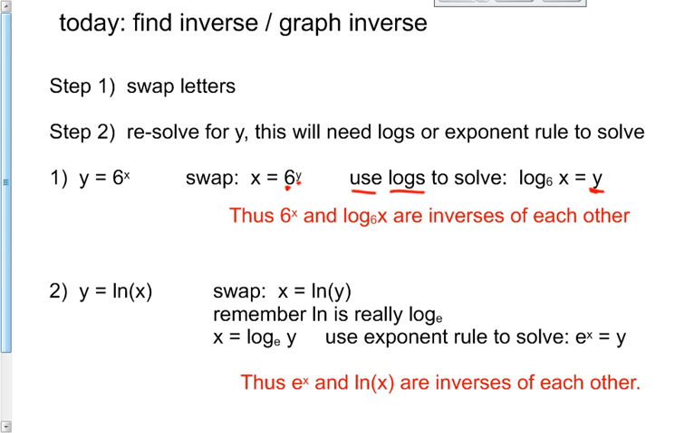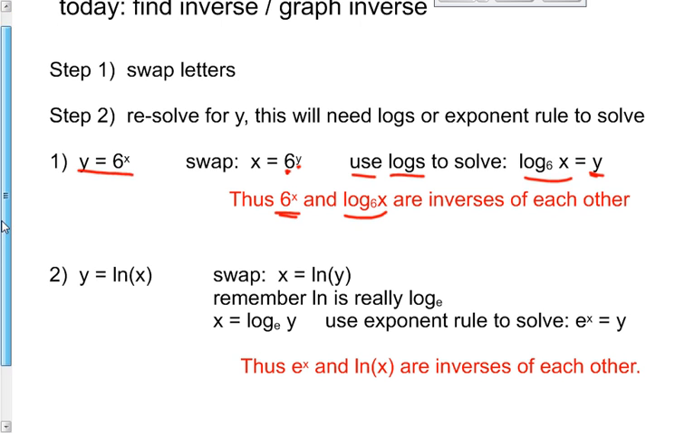So, since we can write that last line, log base 6 of x equals y, y equals 6 to the x and log base 6 of x are now inverses of each other. What we were writing was the inverse equation. 6 to the x and log base 6 of x are inverse equations of each other.